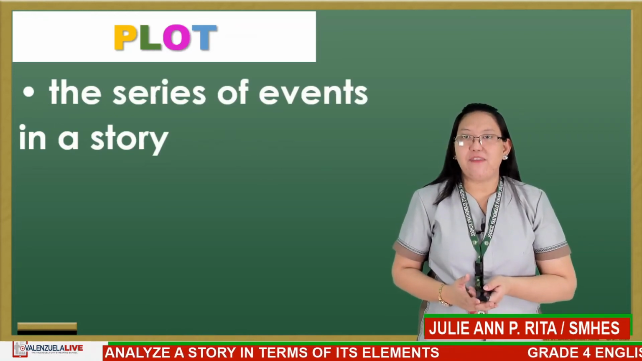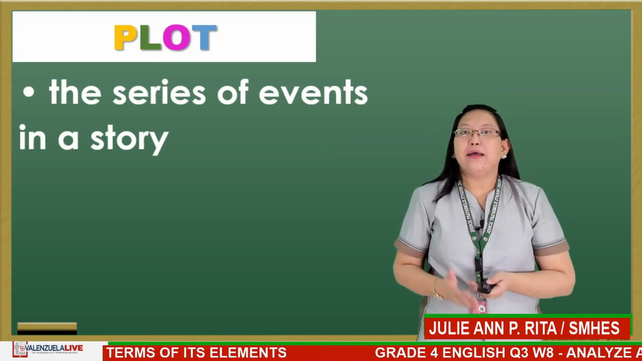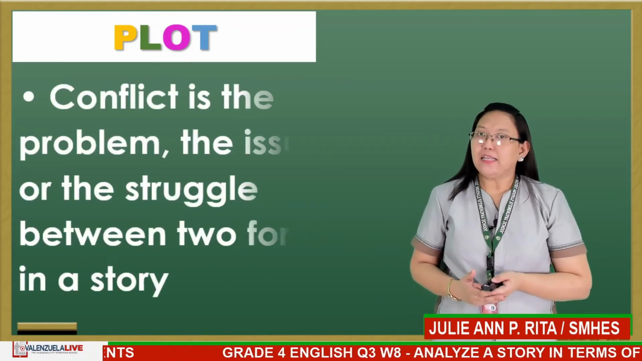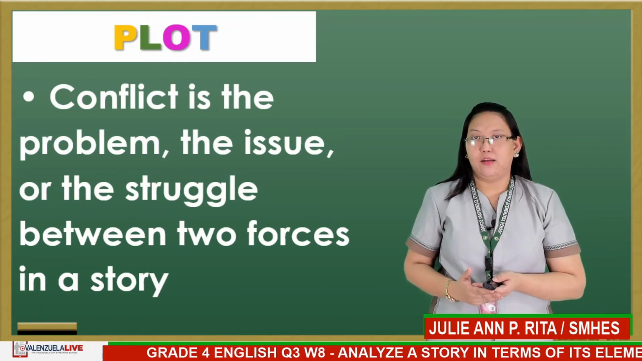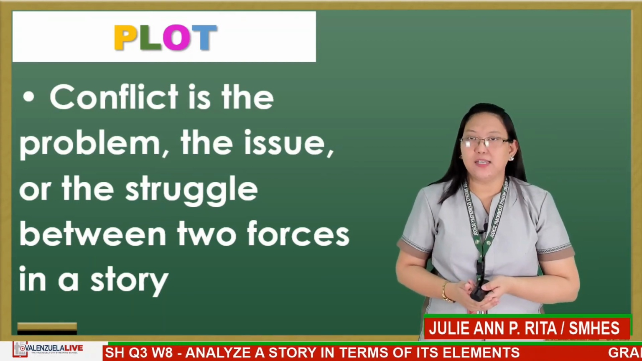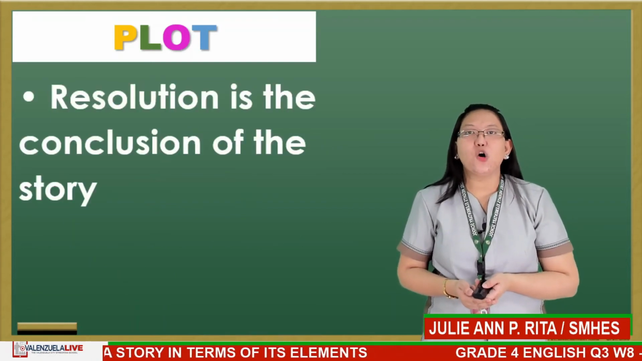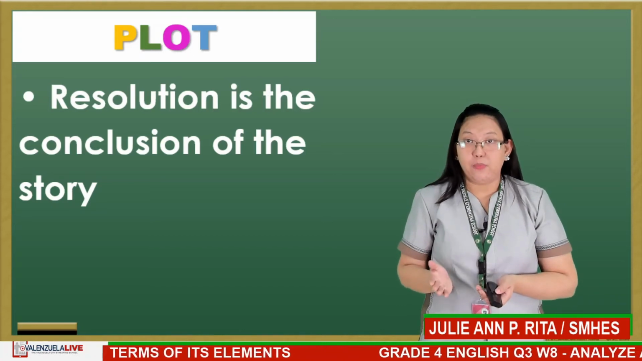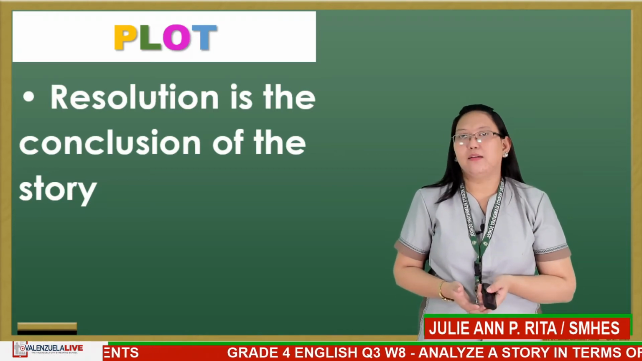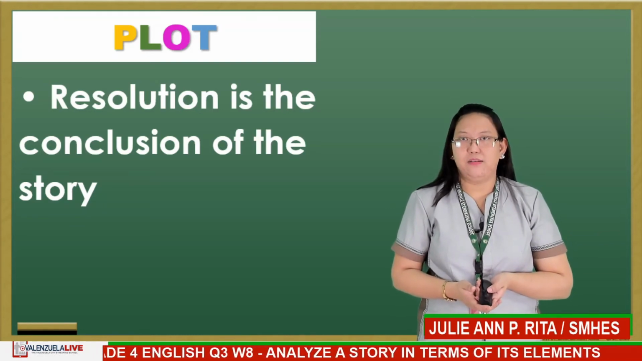Plot is the series of events of a story. It shows the arrangement of events and actions. The plot describes the beginning, the middle, and the end of a story. It includes the conflict and the resolution. Conflict is the problem, the issue, or the struggle between two forces in a story. Without conflict, there is no plot. Resolution is the conclusion of the story. How was the problem solved or how did the story end? Either the character defeats the problem, learns to live with the problem, or the problem defeats the character.